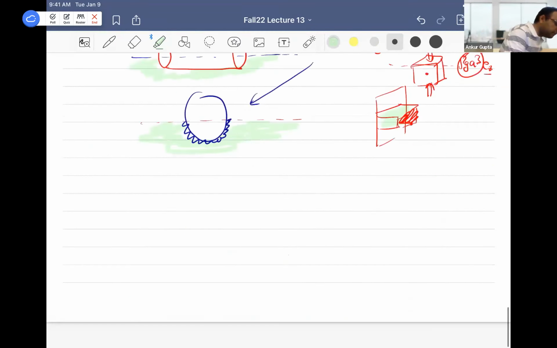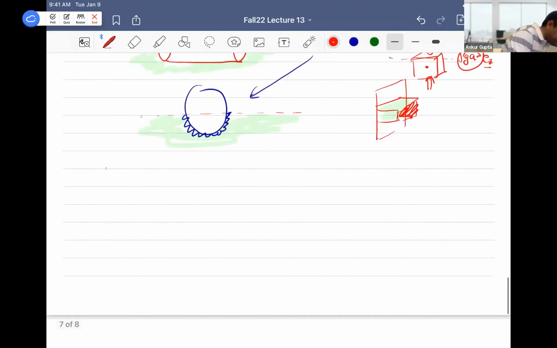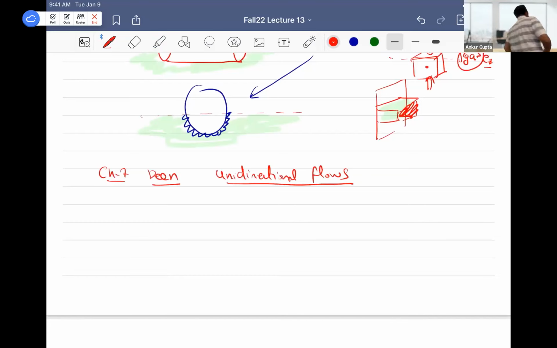All right, so let's now move to chapter 7. This is important for your homework 3, problem 4. And we are now going into unidirectional flows. What we have discussed so far: stress tensor, stress vector, what is the force, the hydrostatics equation, and then we have done a hydrostatic problem. Then we have learned how to calculate forces by integrating a stress vector systematically through all the surfaces.